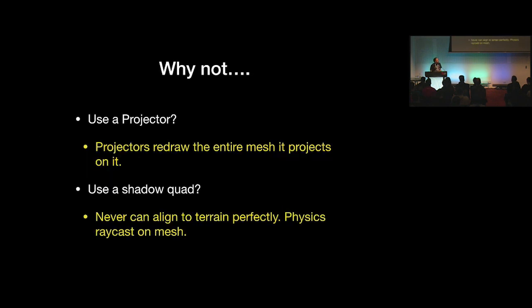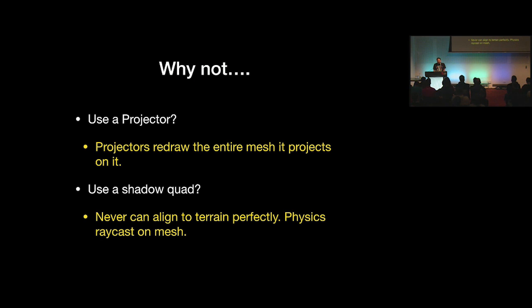So why not use a projector? Well, if you use a projector, everything that it projects on renders twice. So let's say you have a little cube with a blob shadow projector, then it hovers over a terrain piece, then suddenly you're rendering that entire terrain piece twice. So I think you have to be really careful with projectors when you use them, especially what meshes they go over. Why not use a shadow quad?